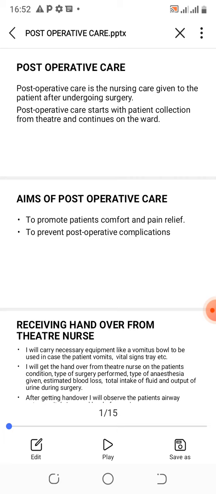So I'll define postoperative care like this. Postoperative care is the nursing care given to the patient after undergoing surgery. Postoperative care starts with the patient collection from theater and continues on the ward. Here are some of the aims of postoperative care: to promote patients' comfort and pain relief, to prevent postoperative complications. There are many more aims.